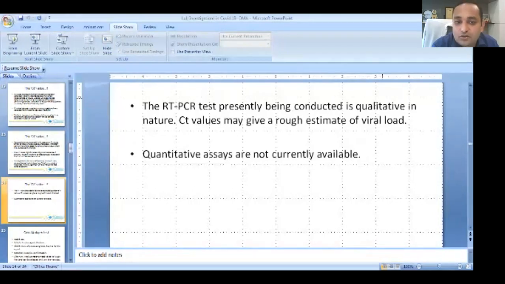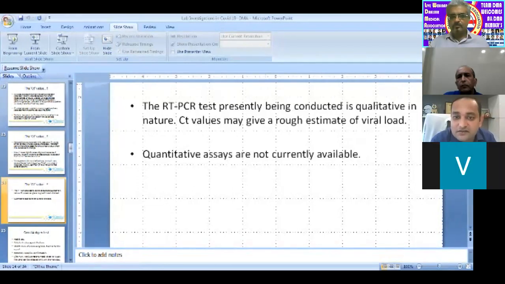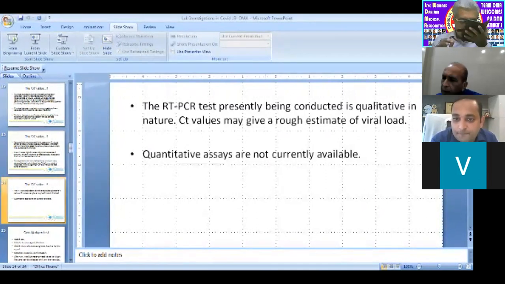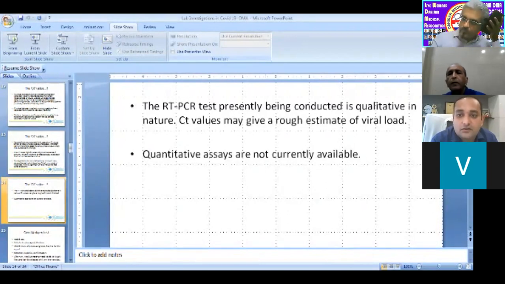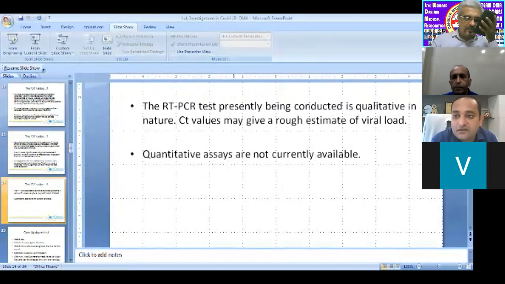So that is what I'm trying to convey. We can say that this is a high viral load or a low viral load, but there is definitely no way to find out how much virus there is, because we cannot compare it with a fixed standard. We can only say it is less or high or whatever it is, and that too is going to be very, very user variable. So it is not advisable currently to use the CT values to estimate the viral load. We will have to wait till the quantification of the test is available, which is currently not. Next slide, please.